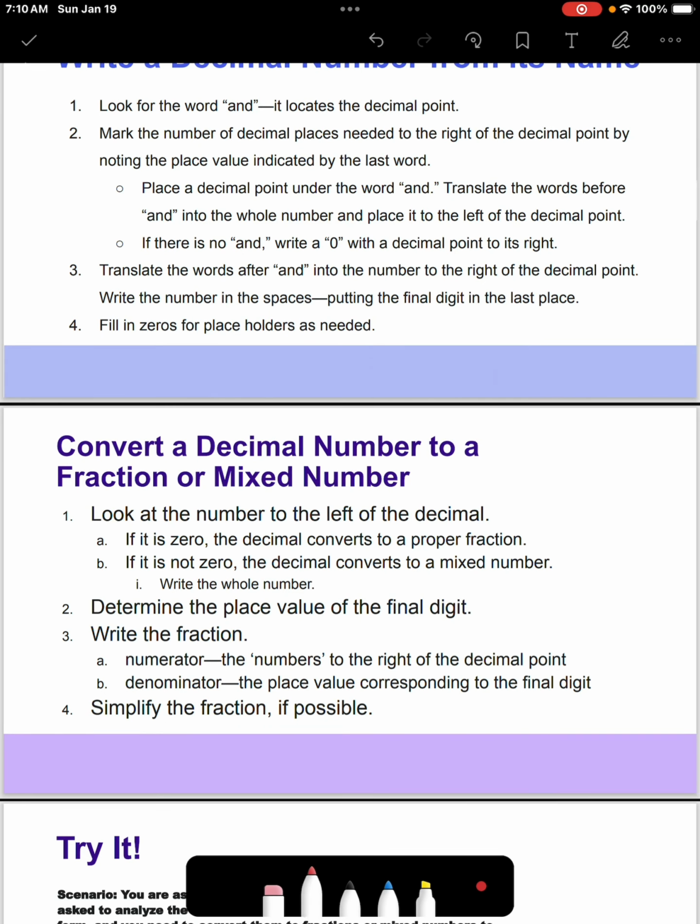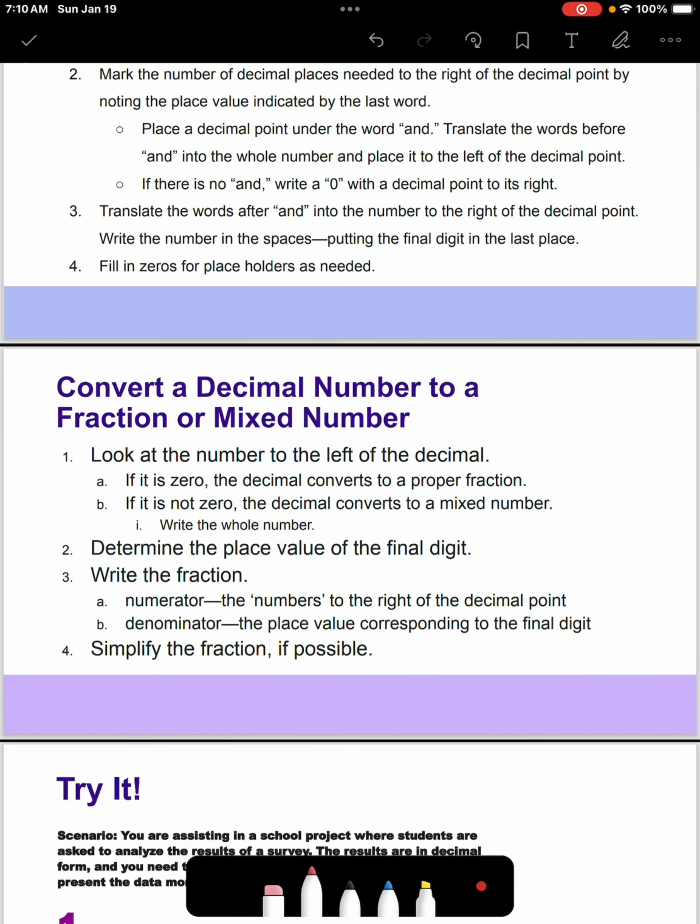Let's talk about converting a decimal number to a fraction or a mixed number. Look at the number to the left of the decimal point. If I go back to our 3.14, we're going to look at the number to the left of the decimal point, which is 3. If it is a 0, the decimal converts to a proper fraction. If it is not a 0, the decimal converts to a mixed number. So since ours is a 3, we're going to look at a mixed number.